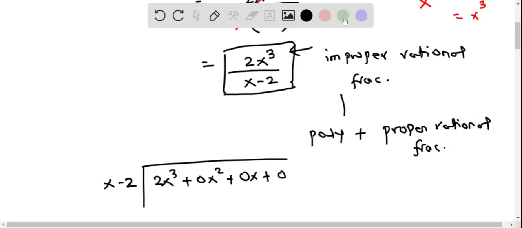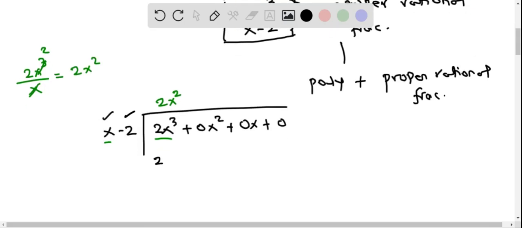Now we consider the first term of the dividend and the divisor. We divide them, that is 2x^3 divided by x, and we can reduce the power to 2, so it is 2x^2. So we put this 2x^2. Now multiply this 2x^2 with x as well as with the negative 2. When we do that we get 2x^3, and 2x^2 times negative 2 is negative 4x^2. Now we do the subtraction of the terms, so this will become negative, this is positive. 2x^3 minus 2x^3 is 0. And here we have 4x^2.